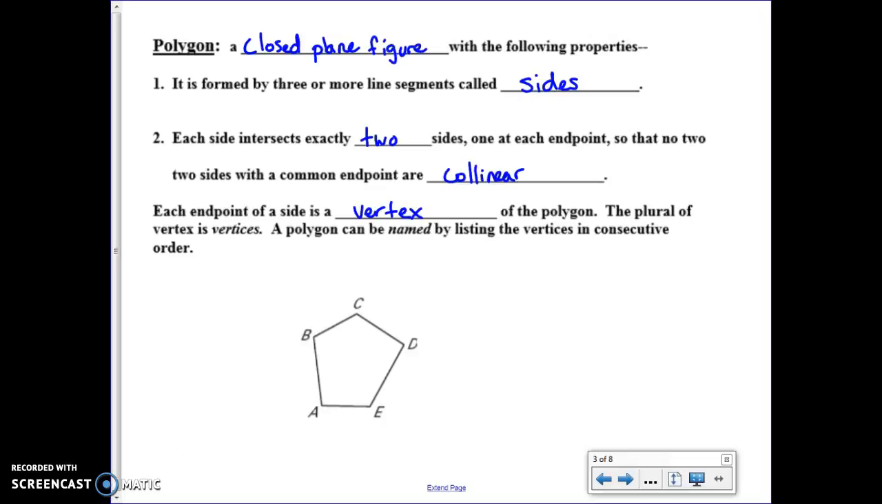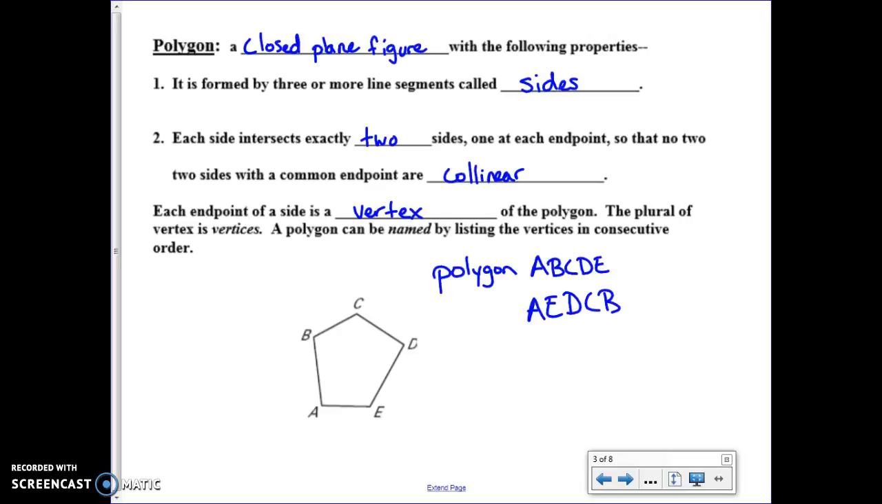A polygon can be named by listing the vertices in consecutive order. So we can name this polygon A, B, C, D, E. Consecutive order doesn't always mean alphabetical order. You could also name it polygon A, E, D, C, B if we went around the other direction. Just name those points in order around the figure.